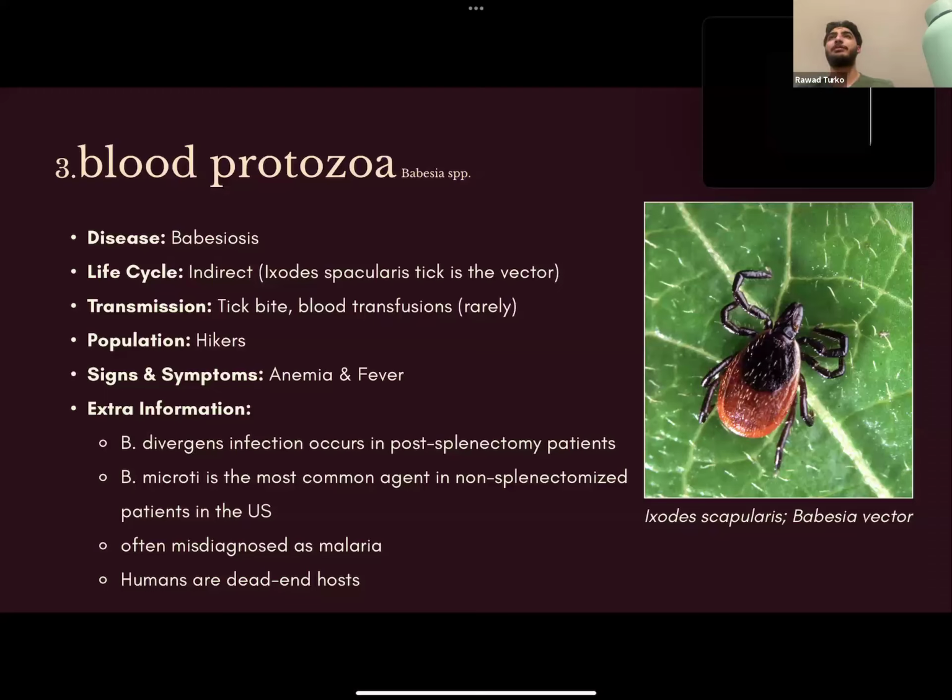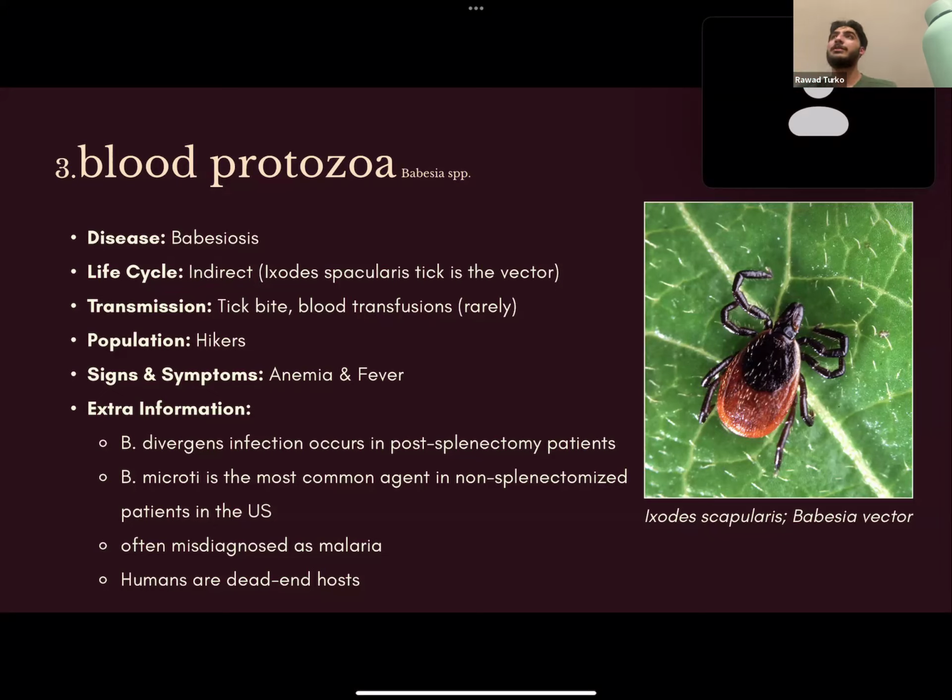So if the transmission is through tick bites, what type of population would you guys see is infected? Hikers. Hikers, exactly. So hikers, they go to the forest. The classical presentation would be somebody who's wearing short socks. So they always advise that you wear long socks when you go hiking so that the ticks can't access your ankle or your foot or anything like that. Signs and symptoms, it causes anemia, fever, so similarly to malaria. And then some extra information would be the Babesia divergens infection occurs only in post-splenectomy patients.